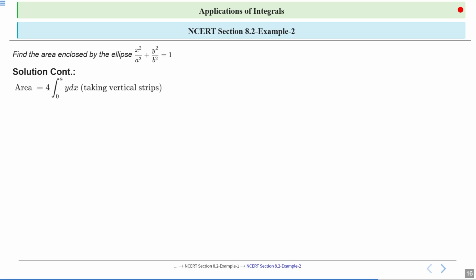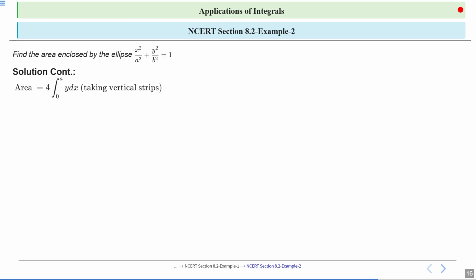So area is equal to 4 into integral 0 to a of y dx, taking vertical step. When we take vertical step, this limit is for x. Limit is for dx. So just see the dx. If there is dx, we write the limit of x, and if there is dy, we write the limit of y. So x varies from 0 to a.